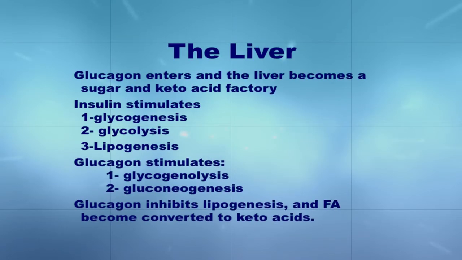As I have mentioned earlier, the liver is a major organ and responsible for the pathogenesis of diabetic ketoacidosis. Since glucagon levels are excessive, when it enters the liver, it makes the liver a sugar and keto acid factory by stimulating glycogenolysis and gluconeogenesis. This is an opposite action to insulin action, which is glycogenesis, glycolysis, and lipogenesis.